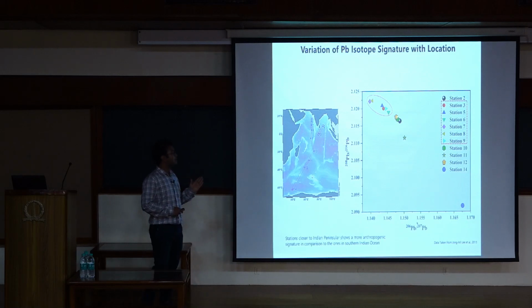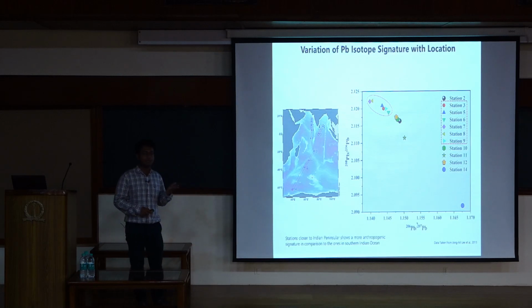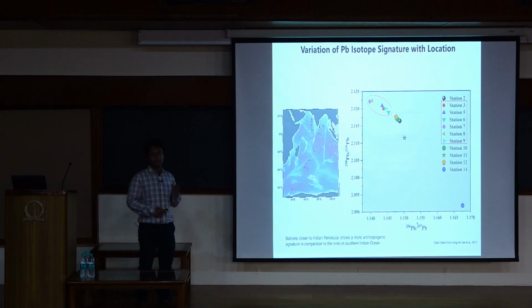And another thing you see here is the station 2 point, which is closer and in the Bay of Bengal. It has a very different lead isotope signature compared to being closer to the Indian peninsula, because the dust and the source of lead in this region is very different from the Arabian Sea because of the different wind pattern on these two coasts.